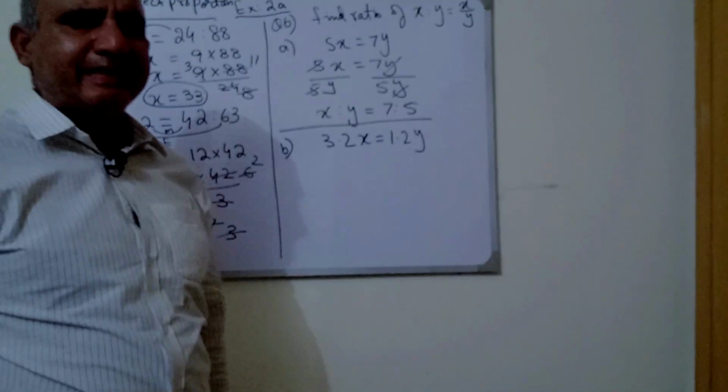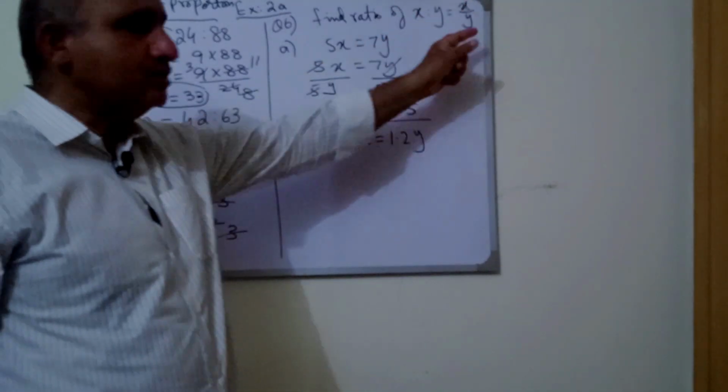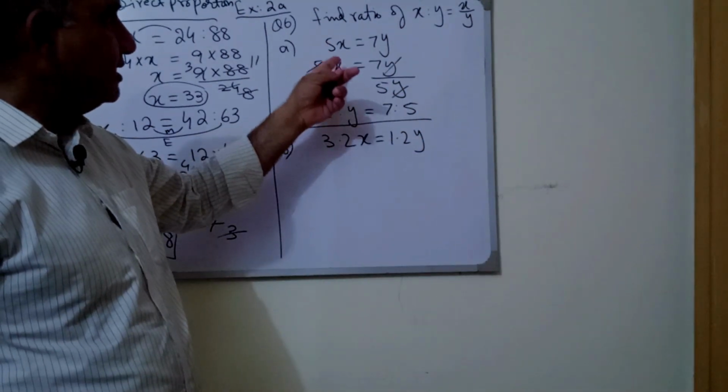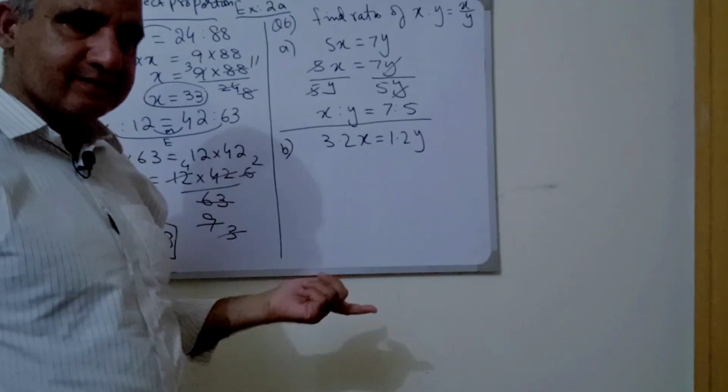And this is very easy, that he has given us x ratio y. This means x over y. So we will divide both sides by y. And as we need only x, we will divide on both sides by the coefficient of x.